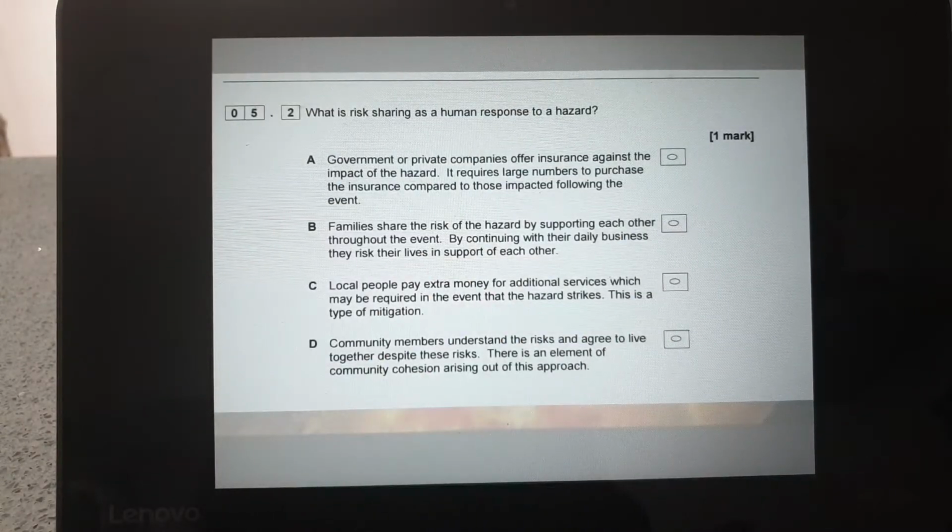Second one, what is risk sharing as a human response to a hazard? There's one thing, again, if we'd been in the actual classroom, I'd have said to you about this. Risk sharing is usually done via the method of using insurance. So, for example, your parents will pay home and contents insurance. And that's basically your parents will pay a monthly fee to a big pot, to a big company, and you share the risk amongst the thousands of people that all do the same.